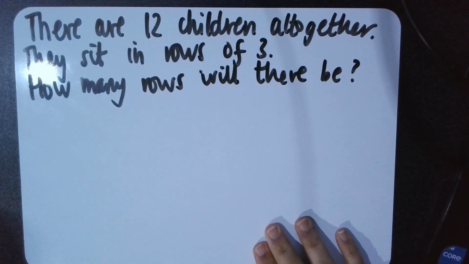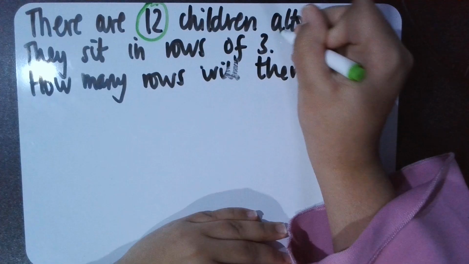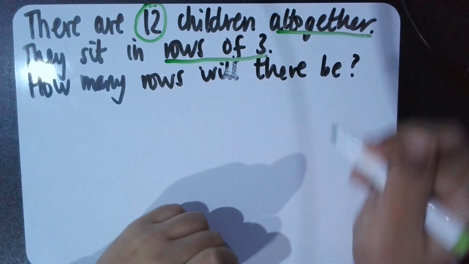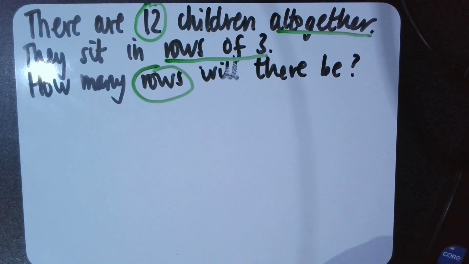I've got a word problem here. There are 12 children all together. They sit in rows of 3. How many rows will there be? Okay, there's 12 children all together. They sit in rows of 3. I'm looking for how many rows there are going to be.